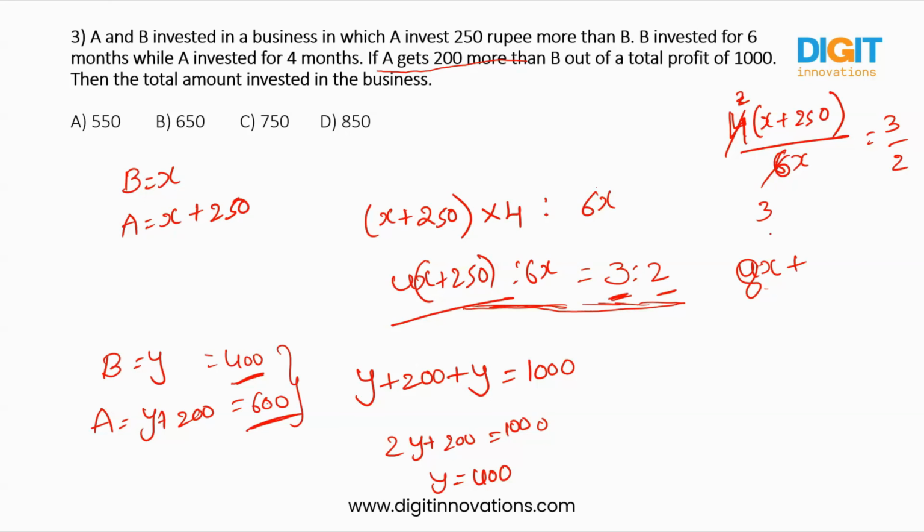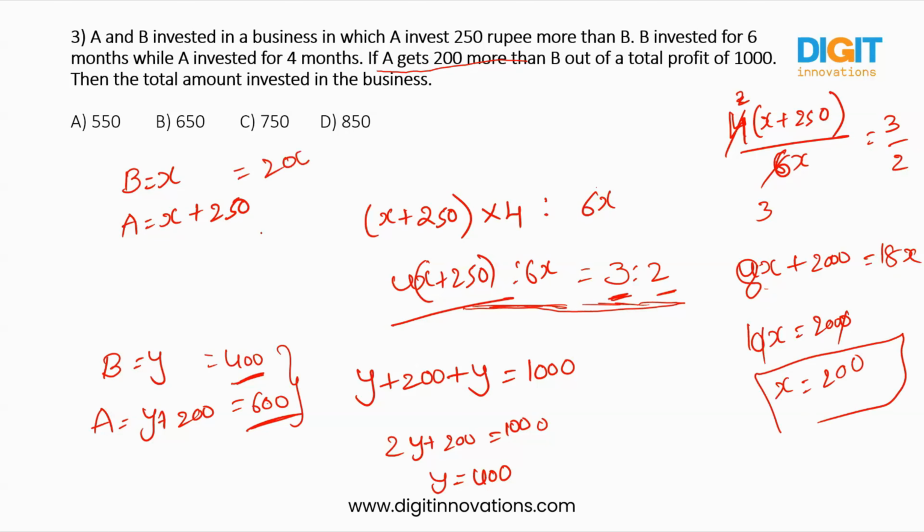8x plus 8 into 250, it will be 2000, which here it will be 18x. When I take this value to this side, it would be 10x equal to 2000. 0, 0 cancel, x will be 200. So let us place the values here. 200 plus 450, which is total 650. The total amount they together invested is 650. I hope you are clear.